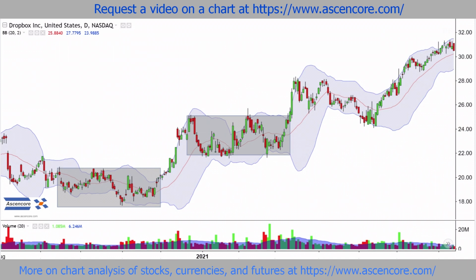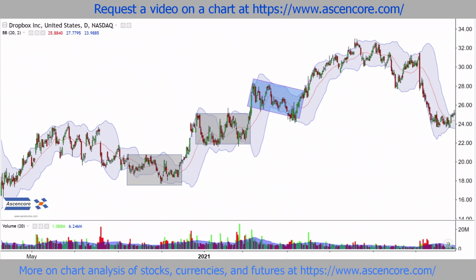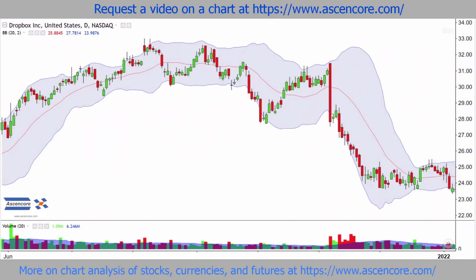But of course, this can't be sustained indefinitely, so bullish volatility eventually decreases, and that takes the form of the Bollinger Bands contracting into flatter ranges. Let's take a look at this from a bearish perspective, where it's essentially the same thing in reverse.